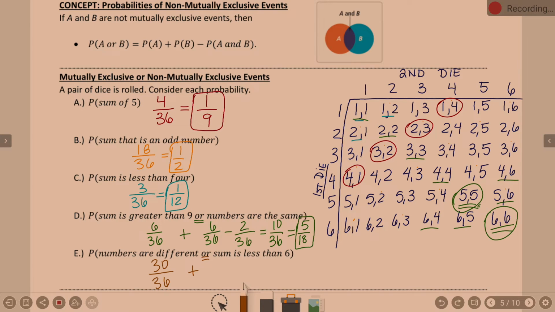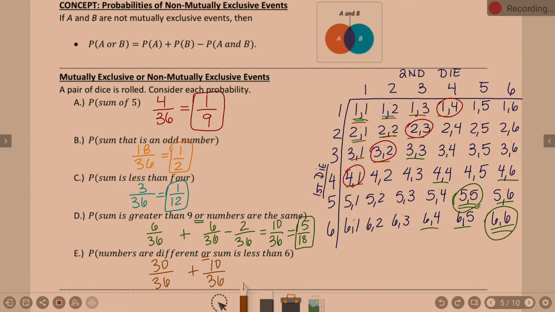How about sum less than 6? How many have a sum less than 6? Everything right there, up to 5 and 4, or 5 and 5. That diagonal line right there is 5. This diagonal is 6. So 1, 2, 3, 4, 5, 6, 7, 8, 9, 10. Did I count that right? Yeah. I'm sorry, I got that.